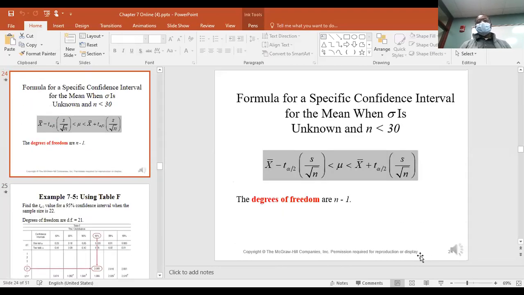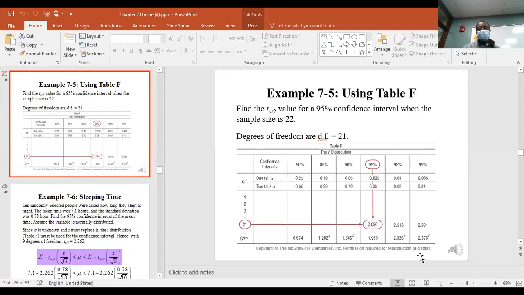So when the standard deviation of the population is unknown, we use the sample standard deviation and the t-distribution to find the margin of error. That's what we did last time. And you should practice with homework how to read the t alpha over 2.